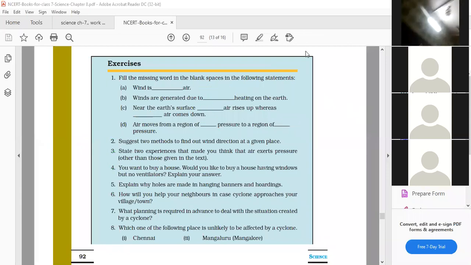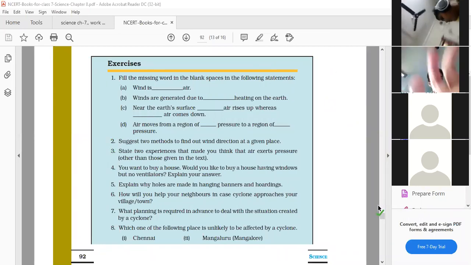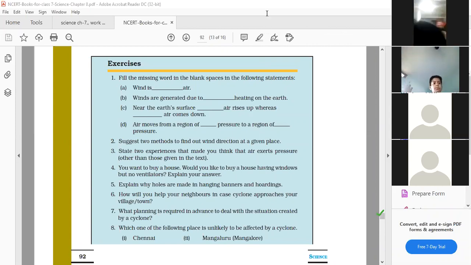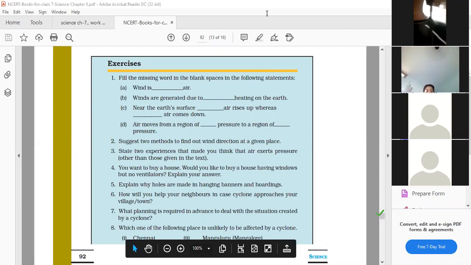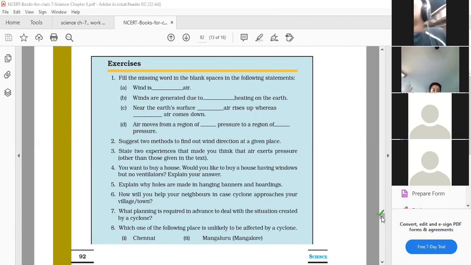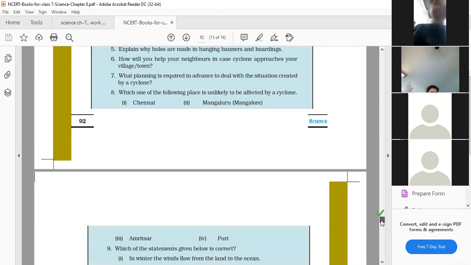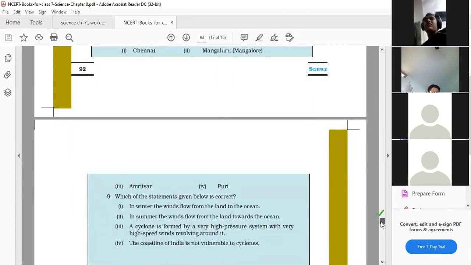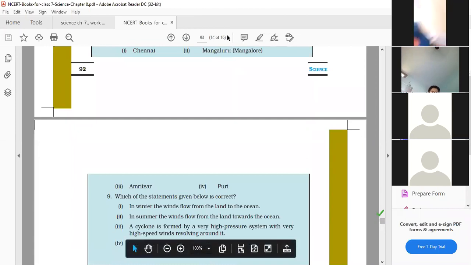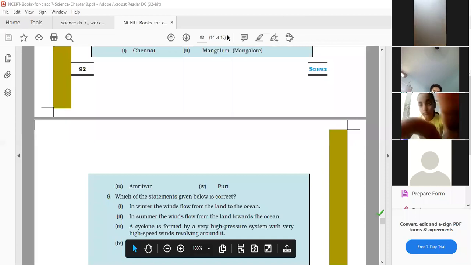By searching for water, shelter, by giving them water in an emergency, by saving food for them. So question number 8 is, which one of the following places is unlikely to be affected by a cyclone? So the exact answer will be Amritsar. There is a reason behind it. Kindly mark the answer. This is Amritsar.